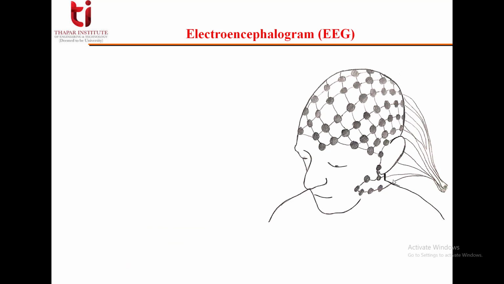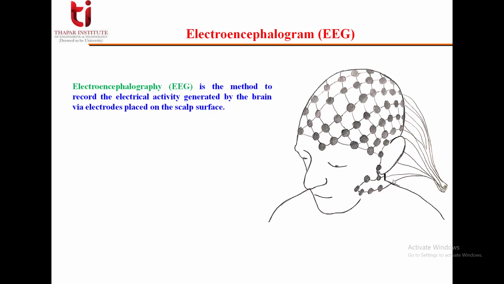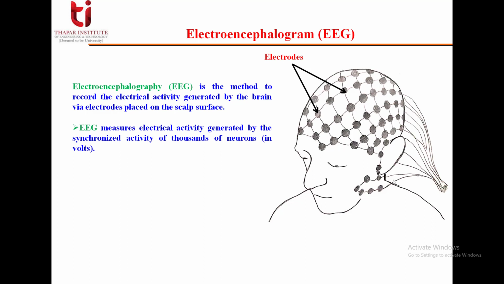Now, next is the electroencephalogram. That is a signal related to the functioning of the brain. Whenever we have to test whether our mind or brain is working properly or not, we have to go for EEG. It is a method to record the electrical activity generated by the brain via electrodes placed on the scalp surface. So these are the electrodes, you can see they are placed on the scalp surface. It measures electrical activity generated by the synchronized activity of thousands of neurons, mainly in volts. The first recordings were made by Hans Berger in 1929.